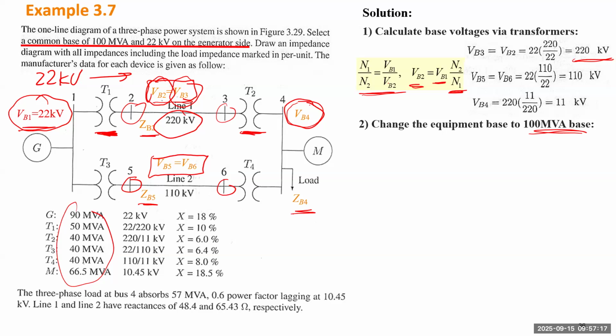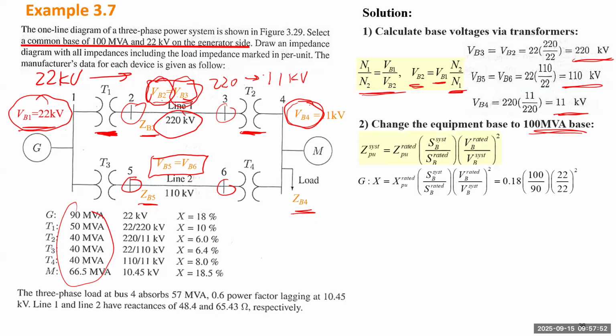For substations 5 and 6, it's basically just 110 kV, the same as the line voltage. For the motor, this one is not known yet, because from here we have 220 kV, and from the ratio, this side will be 11 kV. Okay. So next we want to change the equipment base.